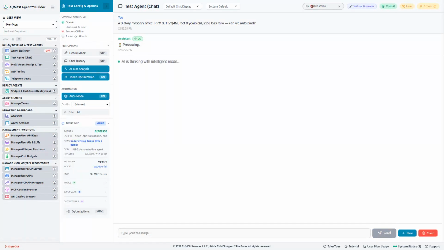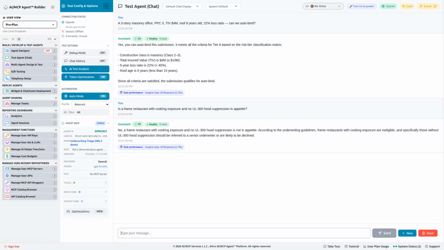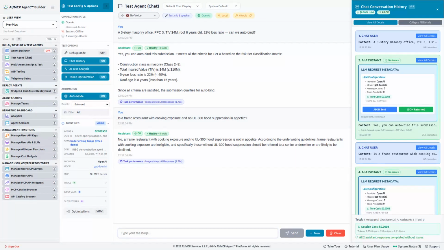Before we ship anything, we test it. The test agent panel lets us talk to the agent exactly as an underwriter would. We hand it a clean submission, a well-protected masonry office with a low loss ratio, and it classifies the risk, recommends auto-bind, and cites the guideline. Then we push on it with a risk outside appetite, a frame restaurant with no hood suppression, and it correctly declines it as ineligible and explains why.